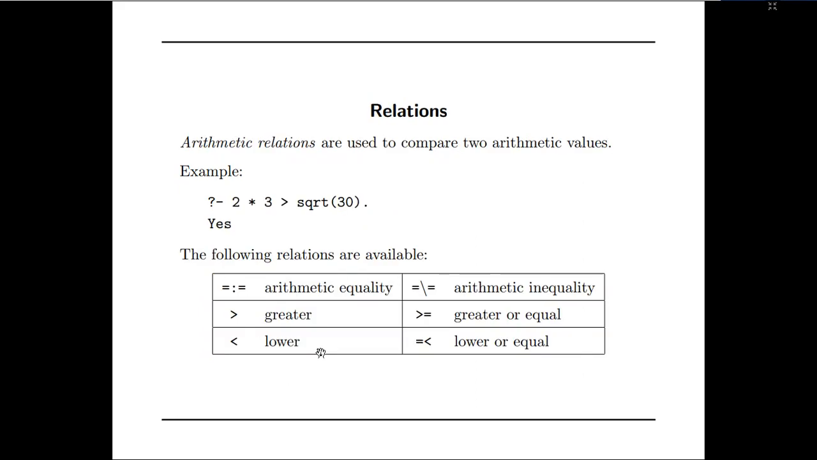Other relational operators like greater than, arithmetic equality, lower than, arithmetic inequality, that means =\=, greater than or equal to, and less than or equal to, that means =<. This is the way you are supposed to write.